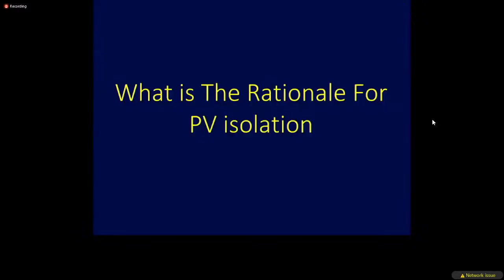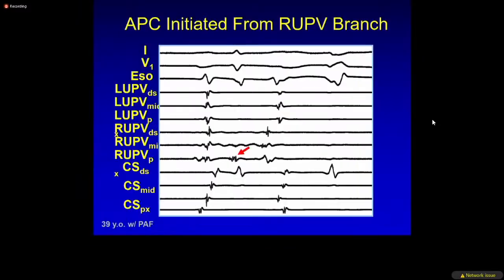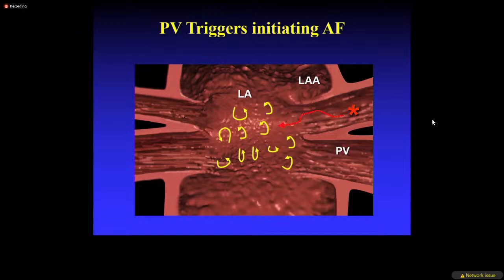So I think you heard this already from Brad. The rationale for PV isolation is that they are triggers, and I'll show you some examples. But what we learn is that that is not the end of the story.